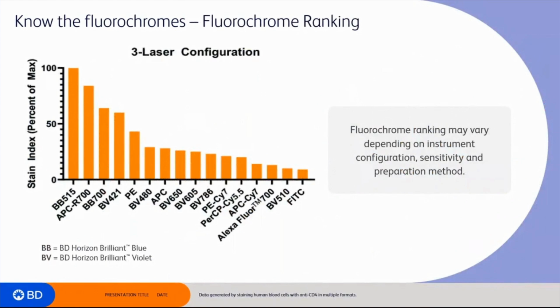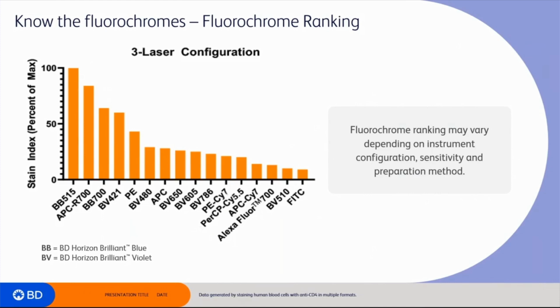So let's talk more about fluorochrome. Fluorochrome resolution can vary from instrument to instrument. And so you need to figure out empirically how each fluorochrome performs on a given instrument based on configuration, sensitivity, or instrument setup, etc. In this case, we evaluated how varying fluorochromes perform on a 3-laser instrument using CD4 reagent.